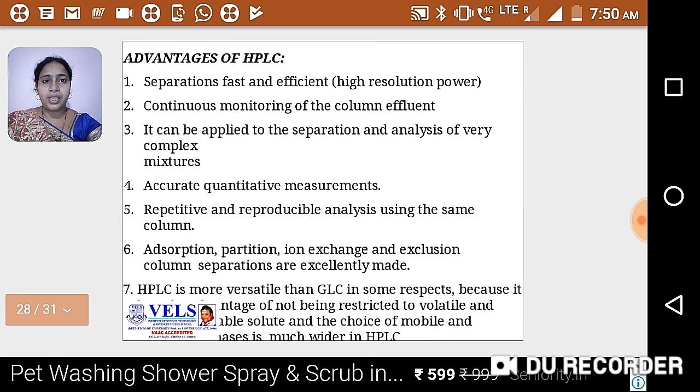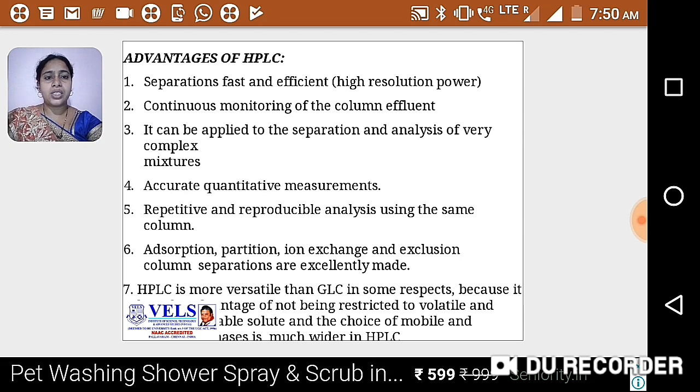Advantages of HPLC. Separation is fast and effective and it has high resolution power when compared to other analytical techniques. Continuous monitoring of the column effluent is possible. It can be applied to the separation and analysis of very complex mixtures. Accurate quantitative measurements can be done. Repetitive and reproducible analysis using the same column is also seen. Adsorption, partition, ion exchange, and exclusion column separations are excellently made.